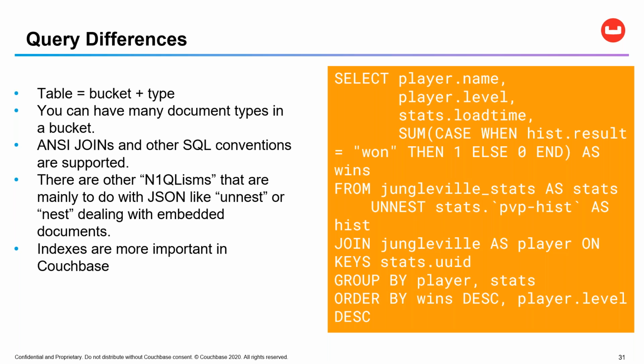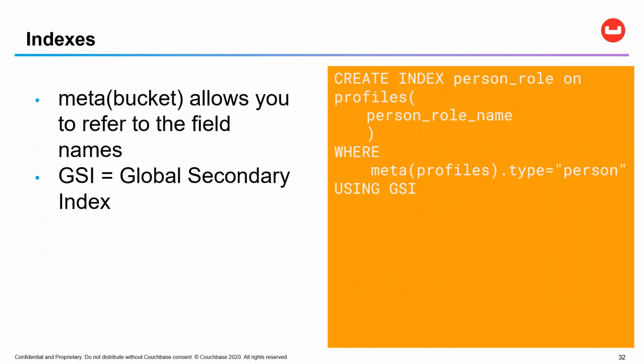But there are constructs in N1QL that are mainly about working with the extra richness of detail that a JSON document can store, such as unnest or nest for working with extended information within documents, such as arrays and child objects. When you create an index, the meta keyword allows you to refer to field names. The global secondary index is called out in this example, but other index types are supported. For the sake of time, we won't get into the details of indexing here.